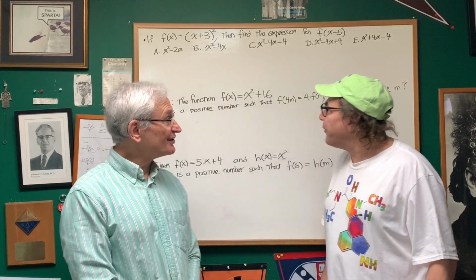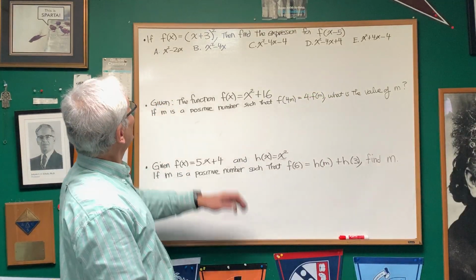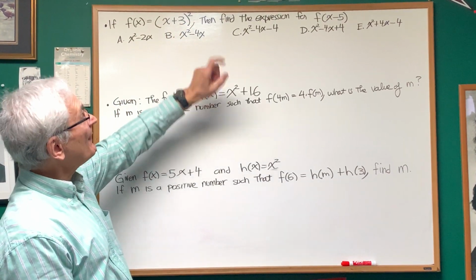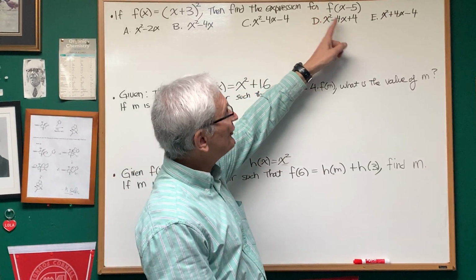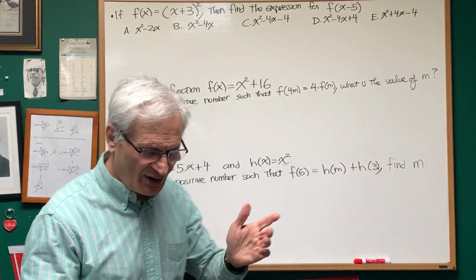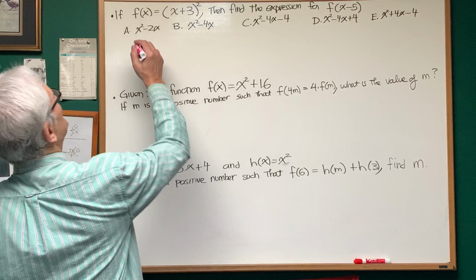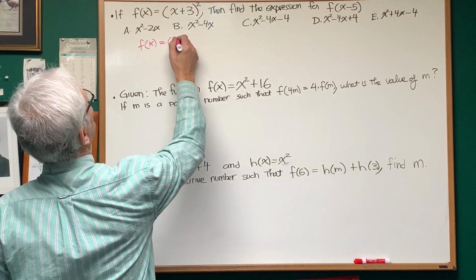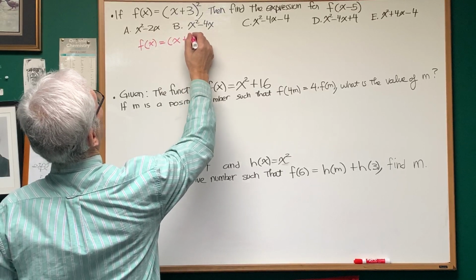Function notation. All right, yes. Professor, go for it. Okay, here we go. If f of x equals quantity x plus 3 squared, then find the expression for f of x minus 5. All right, so function notation, I know I have this expression, f of x equals x plus 3 squared.